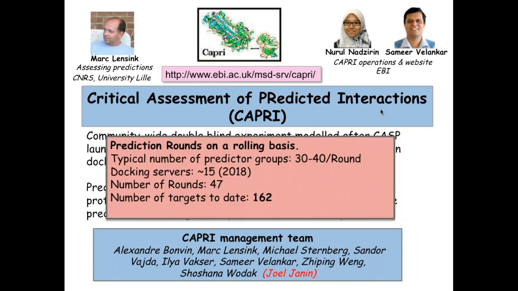What is special in CAPRI, which differs from CASP, is that the prediction rounds are held on a rolling basis. The typical number of predictors is smaller than CASP, about 30 to 40 per round, which is already high. We have a number of docking servers participating, sometimes 15, sometimes more, and that was in 2018. The total number of rounds held is 47, and the number of targets to date is 162. It's much less than CASP, because of the general paucity of complexes we can get as targets. But hopefully this is going to change.